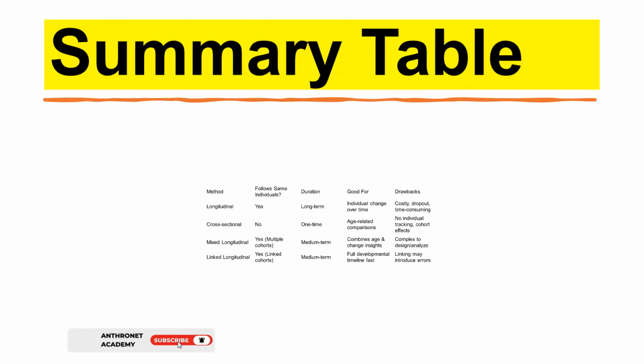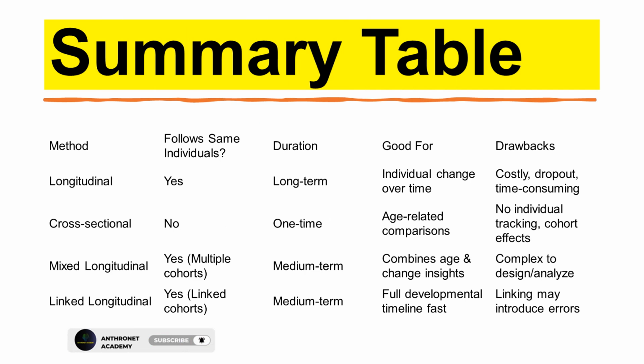Summary table. Method, follows same individuals, duration, good for, drawbacks. Longitudinal: yes, long-term, individual change over time, costly, dropout, time-consuming. Cross-sectional: no, one-time, age-related comparisons, no individual tracking, cohort effects. Mixed longitudinal: yes, multiple cohorts, medium-term, combines age and change insights, complex to design and analyze. Linked longitudinal: yes, linked cohorts, medium-term, full developmental timeline fast, linking may introduce errors.